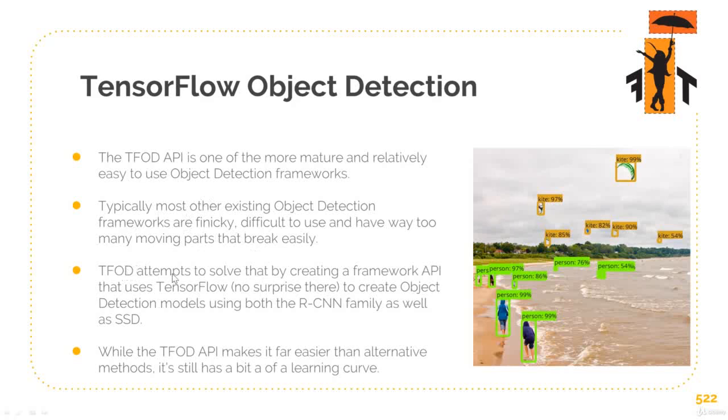TensorFlow's object detection attempts to solve that by creating a framework API that uses TensorFlow, no surprise there, to create object detection modules using both our CNN family as well as the SSD family. So while the TF-ODI API makes it far easier than alternative methods, it still has a bit of a learning curve. By the way, this is actually an output of the TensorFlow object detection API with an SSD. It's quite cool, isn't it?